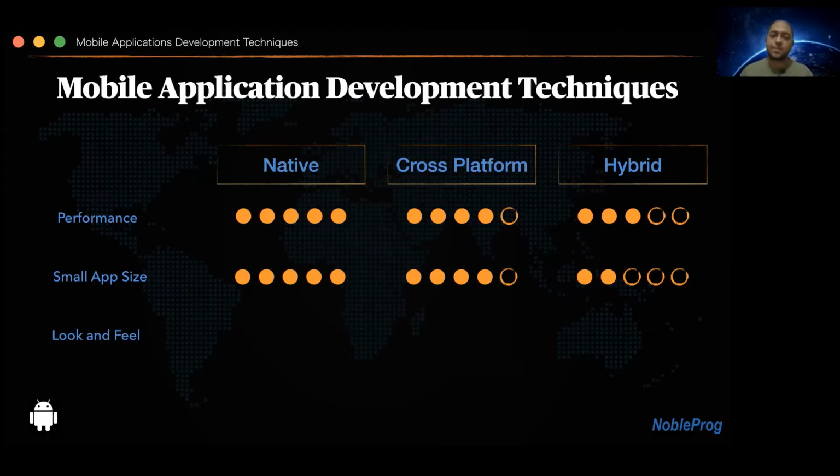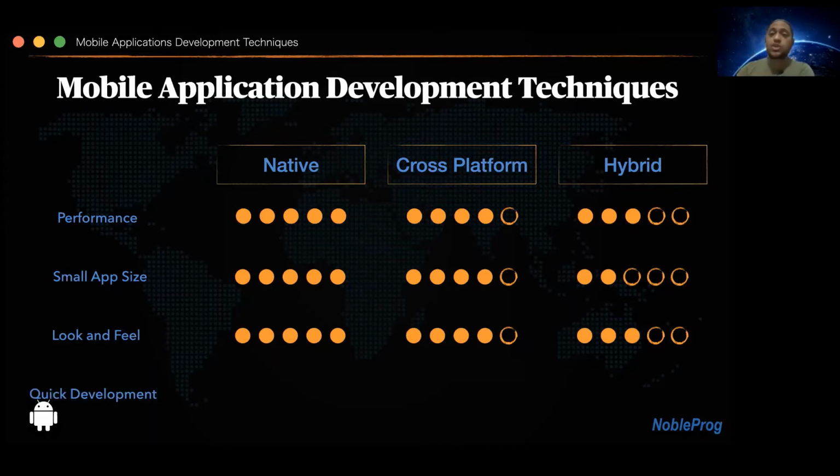So what gives the best look and feel? Definitely it's the native, then cross-platform, then hybrid. So far it seems that native is the best at everything. So why should we care about the two other options? The final one, which is very important, quick development. What we call time to market. How much time and effort and money should I invest from having an idea until I get an up and running application? This is actually what makes the other two options, which are cross-platform and hybrid, comparable to native application.